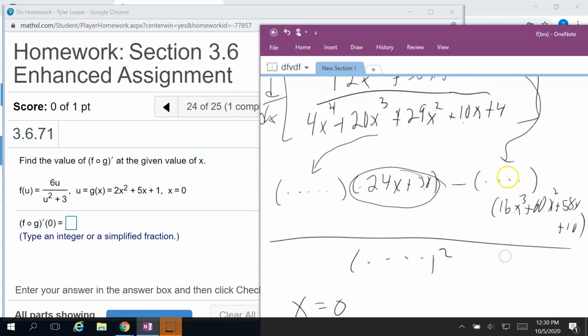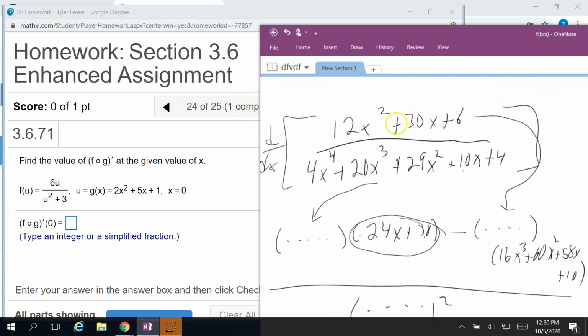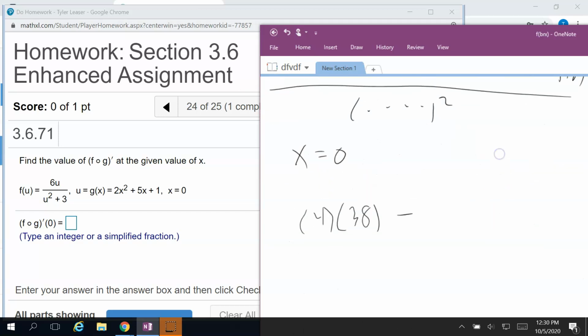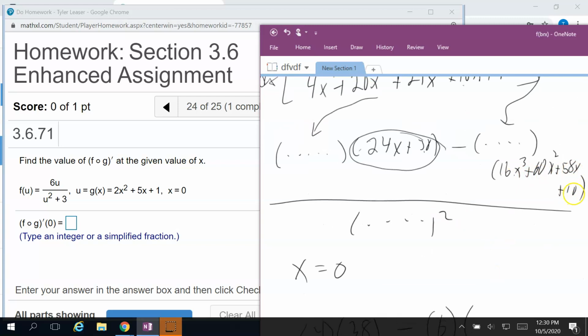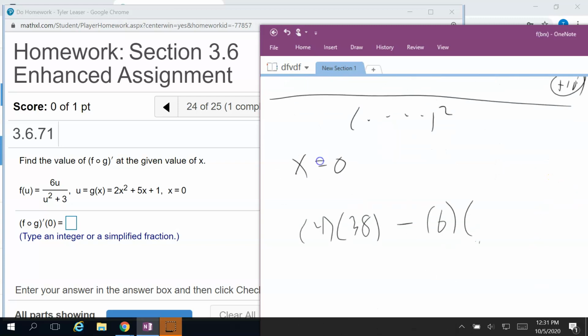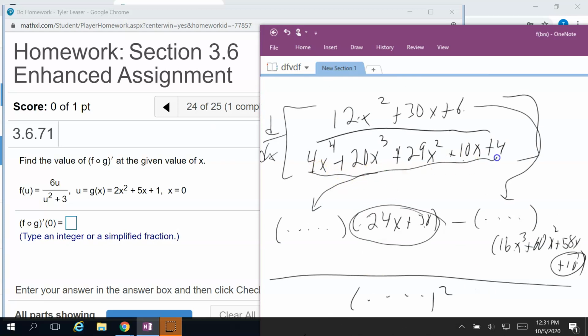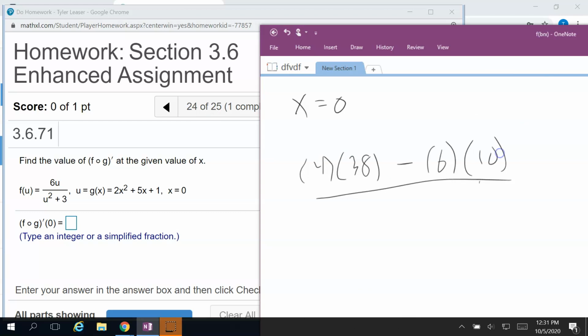Minus, if I plug 0 into the numerator here, I get 0, 0, and 6. Times, if I plug 0 into the derivative I did over here, I'm just going to get that value 10. And that's all divided by the denominator, this. But remember, plugging 0 in, I just got 4 squared. And so you can just type this into the calculator and get an answer.